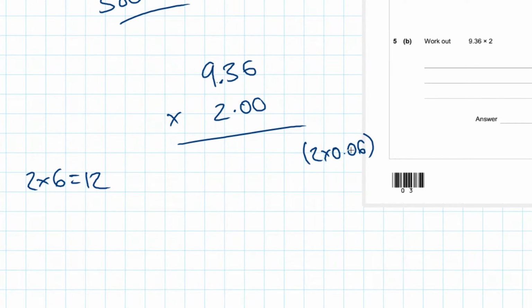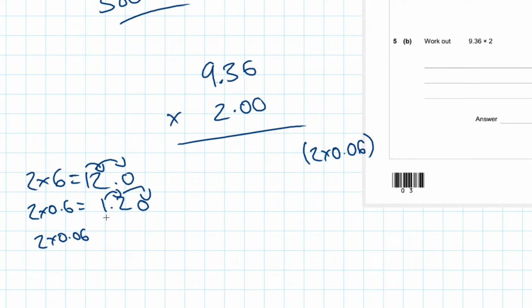And then notice that we're timesing this by 0.06, so instead of by 6, we need to divide this by 100. Alternatively, if that's a bit difficult for you, notice that if we times it by 0.6, everything moves along by 1 unit. So this becomes 1.2, we move every number to the right, and then for 2 times 0.06, we move every number to the right again. So the 2 goes into the hundredths, and this is equal to 0.12.